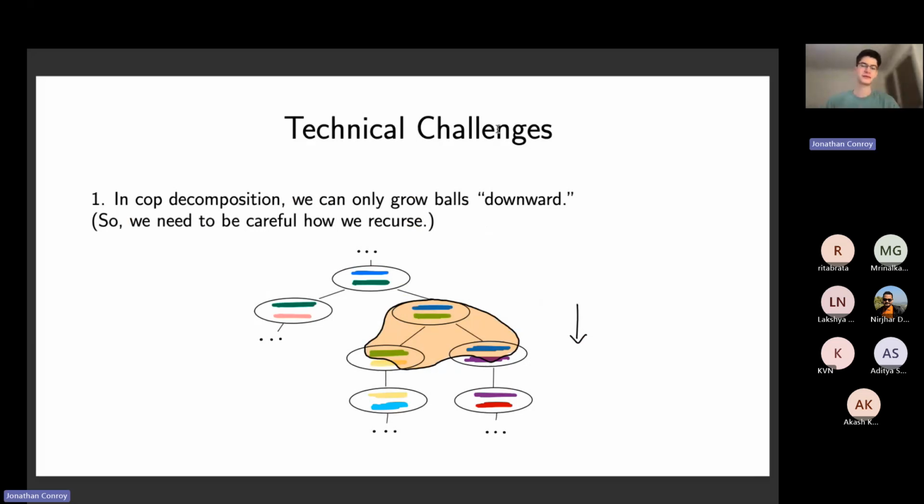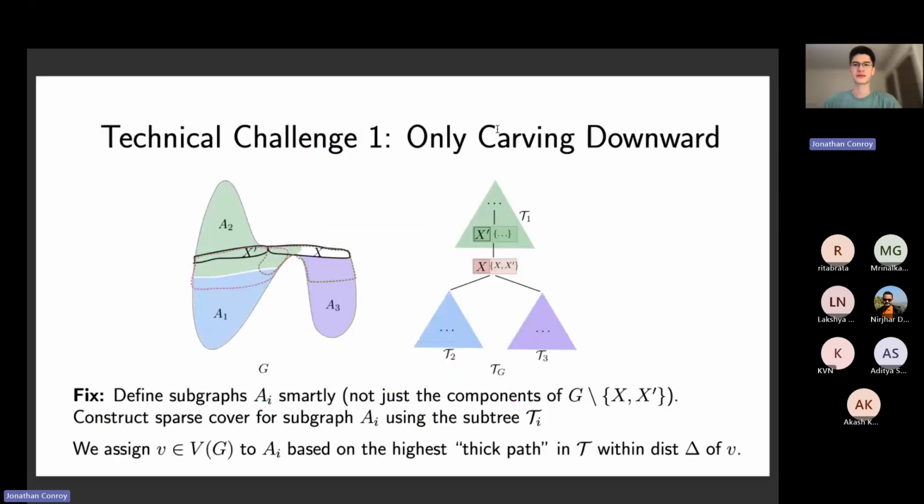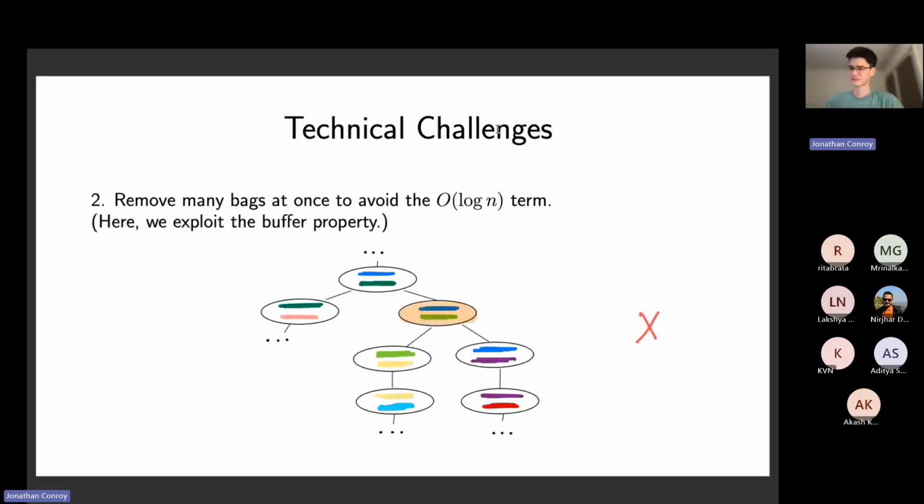Okay, so we have to be a bit more careful about how we do this recursion. I'll skip past this. And then the second technical challenge, of course, is to avoid this log n term. And here's where we have to exploit the buffer property and say that we can select a bunch of far apart bags where we can grow balls around them all at the same time.